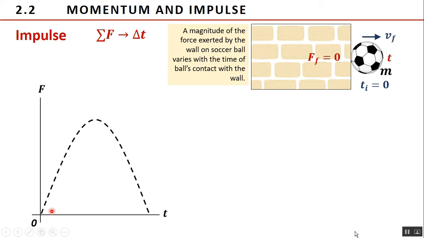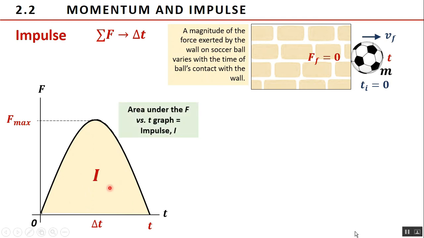The force is increasing until it reaches the maximum value at half of the time of collision, then started to decrease until it reaches zero, completing the time of collision. This curved line creates an area whose base is equal to the time of collision, delta t. The area under the force-time graph is called impulse, denoted by the letter I.